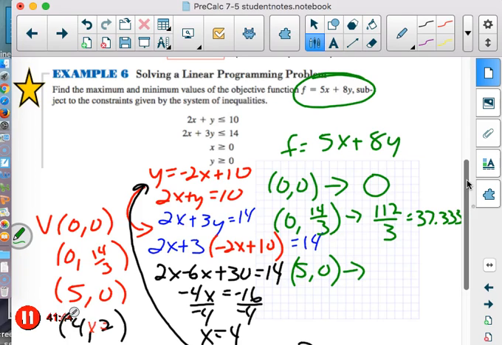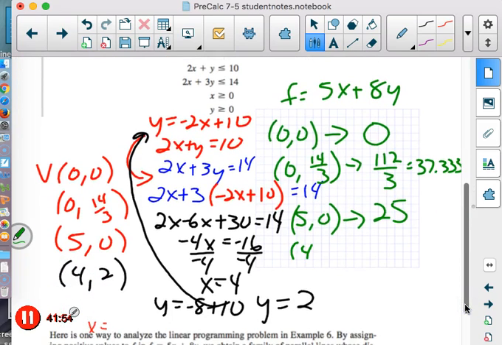Then we have 5, 0. Plop a 5 in for x, we get 25. Well, that's not a max or a min. Already we can see that. That's somewhere in between. And then we had our nice little 4, 2. So we plop that in and see what we get. And that would be 20 plus 16. Aha! 36. So what we have to do now is write 2 sentences.